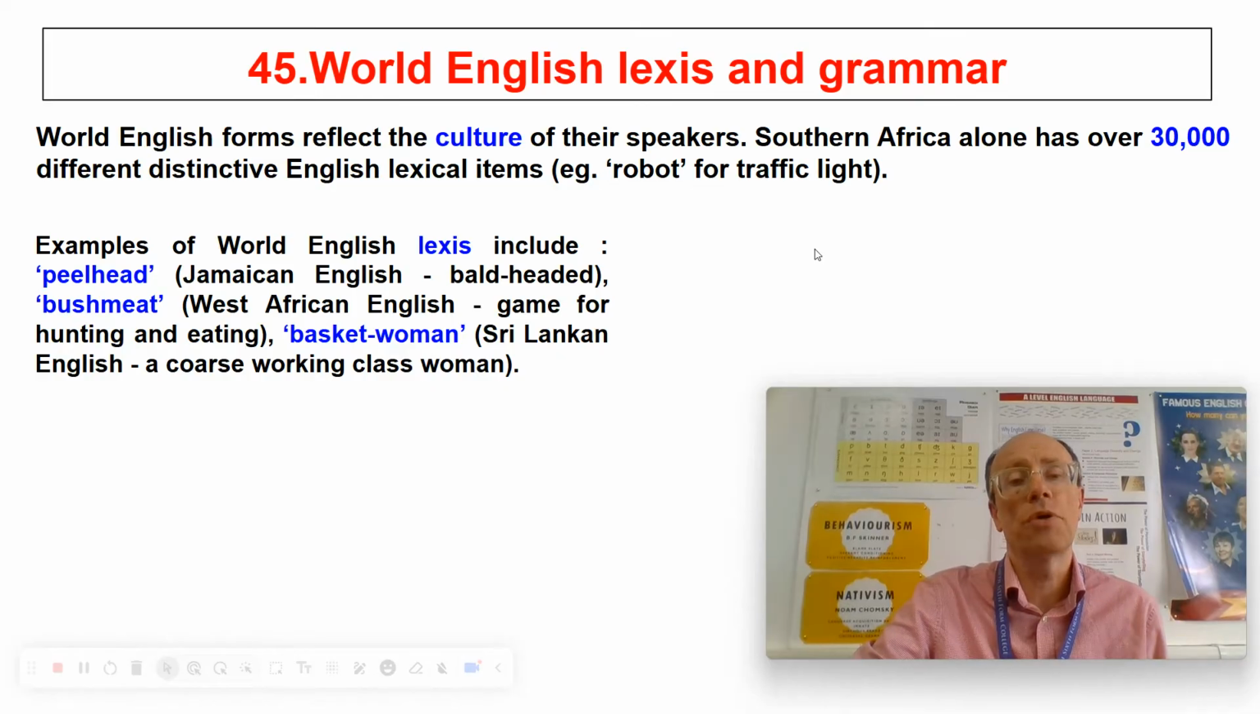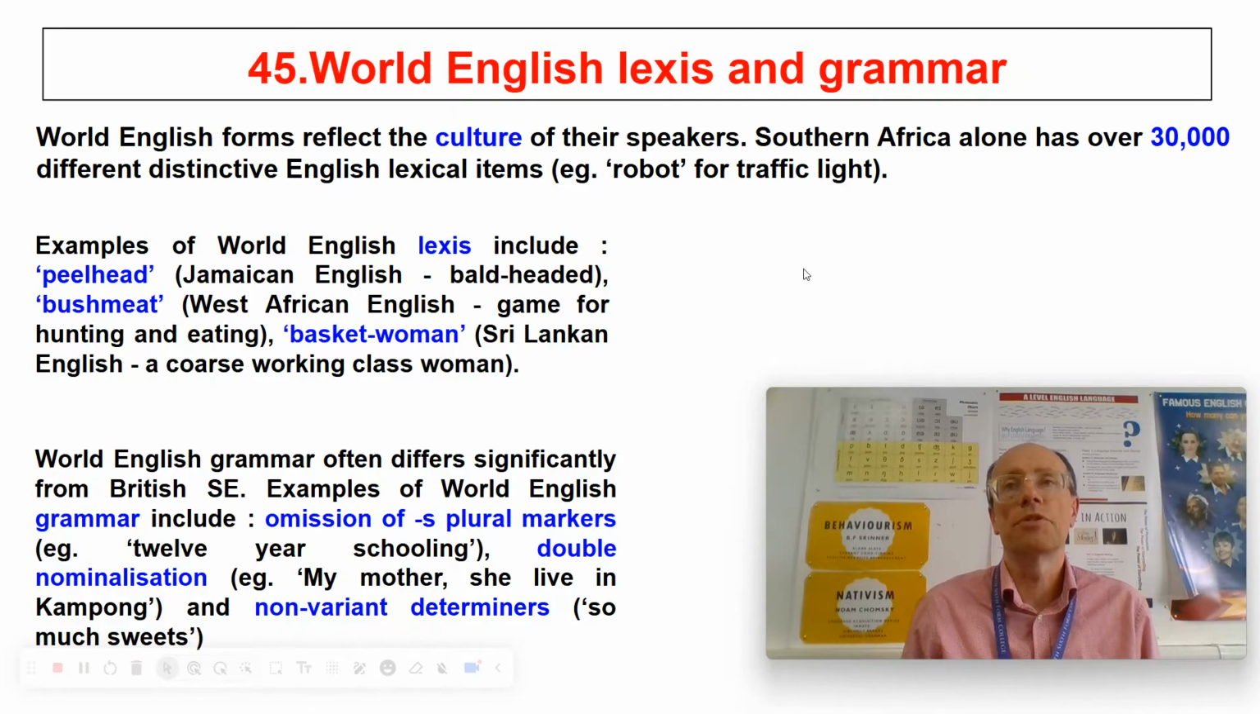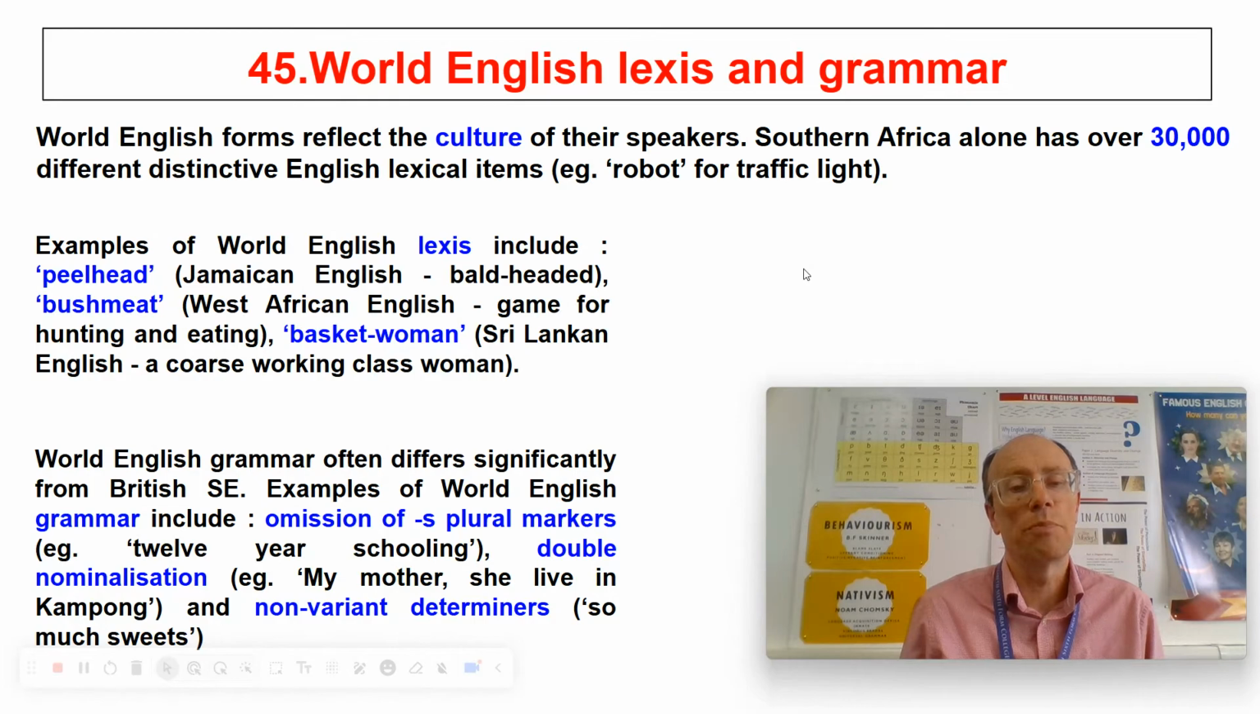So those are 3 good memorable examples of World English lexis, and here are some memorable examples of World English grammar, which is significantly different from British Standard English. And notice here again that these are not people who are getting it wrong and trying to speak British English but failing, but these are people who are consistently using this form, so they're becoming regularized varieties.